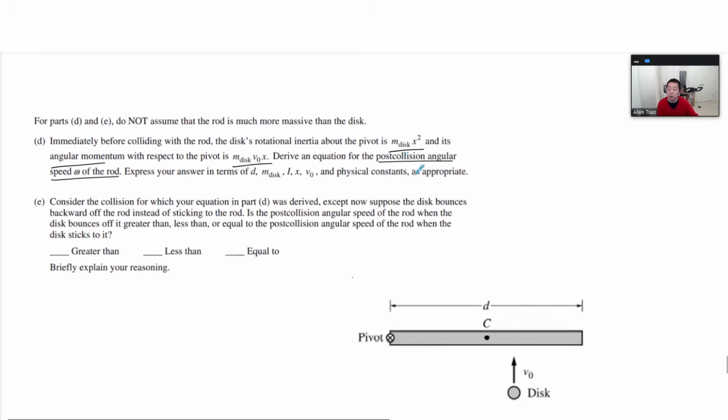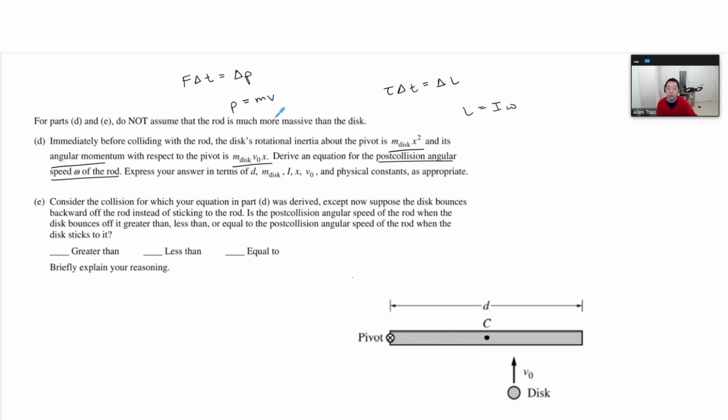So derive an expression for the post-collision angular speed. We have a collision happening. With collisions with linear motion, we talk about conservation of linear momentum. Here we want to do conservation of angular momentum. We have a similar equation for rotational motion. In linear motion, an impulse causes a change in linear momentum. Here, an angular impulse causes a change in angular momentum. In linear momentum, p was equal to mv. Here, L is equal to I omega.